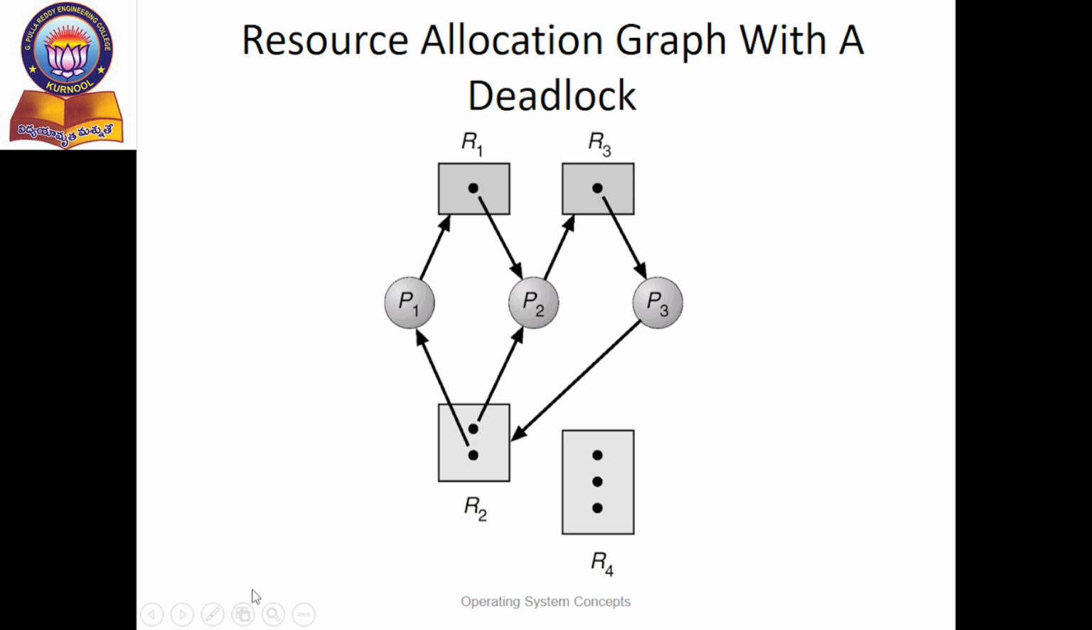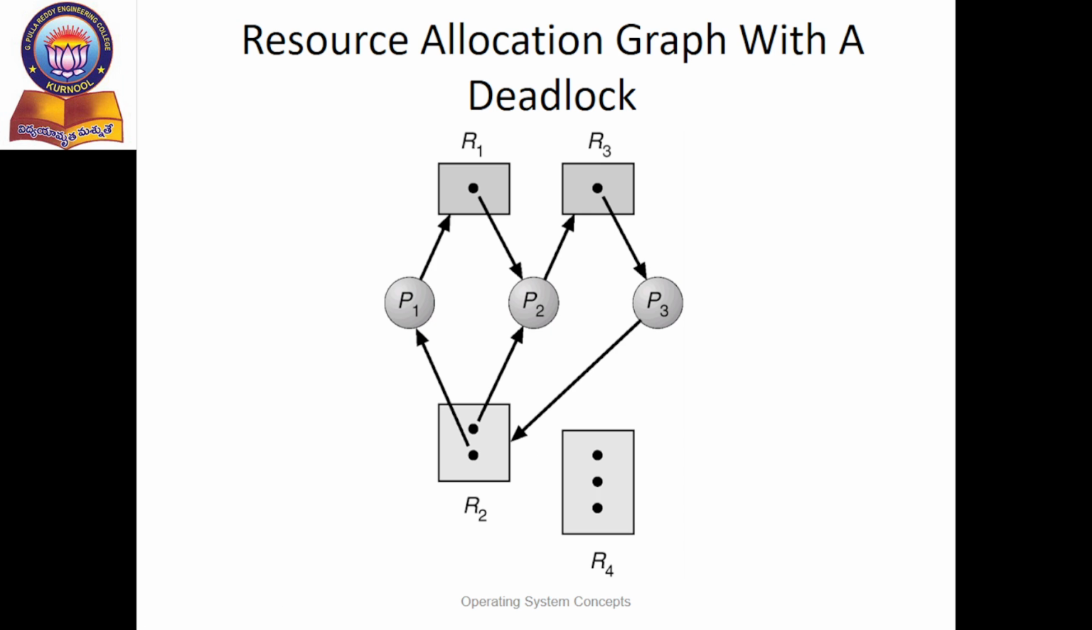So just now we have seen a simple example, and here we are just extending the same example. The extension is that P3 is requesting resource R2. Currently we have 2 instances, one is held by process P1 and another is held by process P2. Therefore, if any other process requests the same resource, that process has to wait.